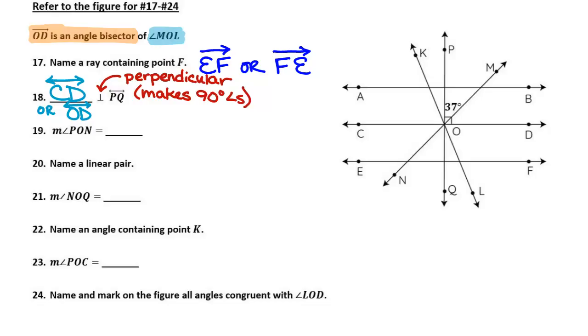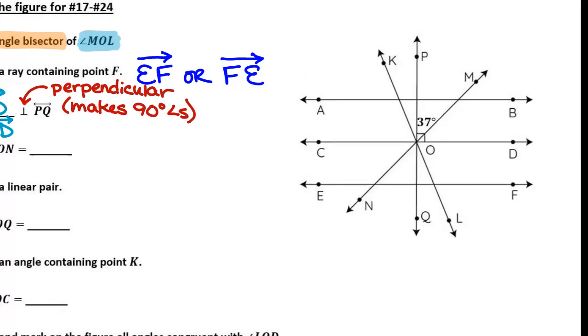All right. Number 19, the measurement of angle PON. Well, P is up here, O is right here, and N is down here. So this is the angle that we are trying to find the size of. Right next to it, I see an angle that tells me how big it is. How big is the angle right next to it? 37 degrees. These two angles share this side, and together their non-shared sides form this straight line right here.